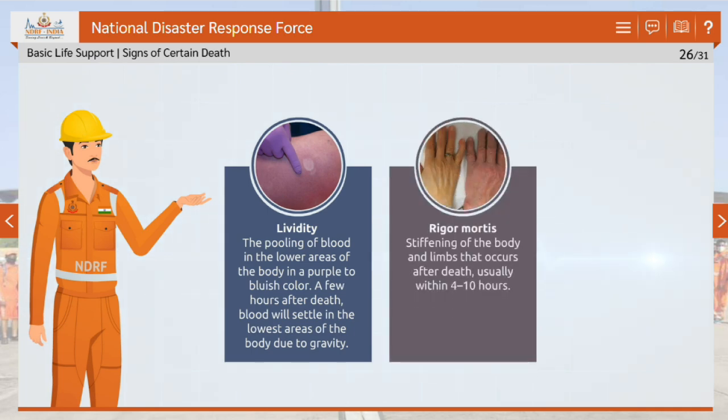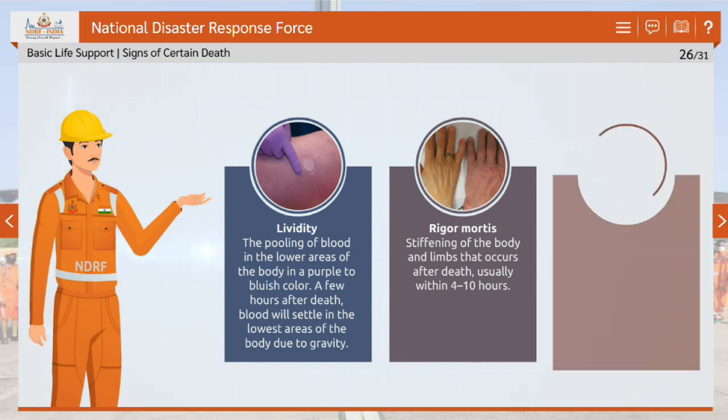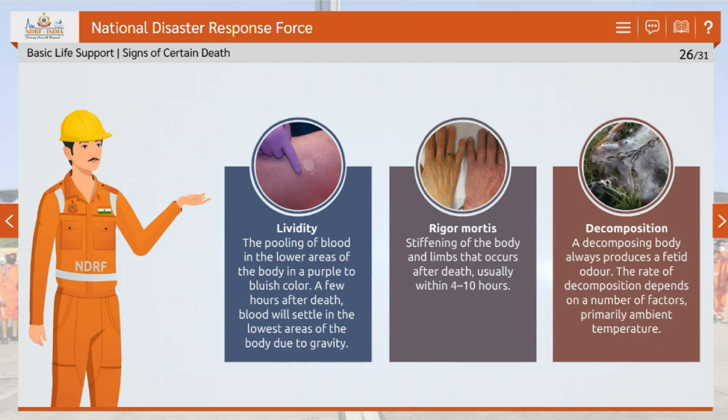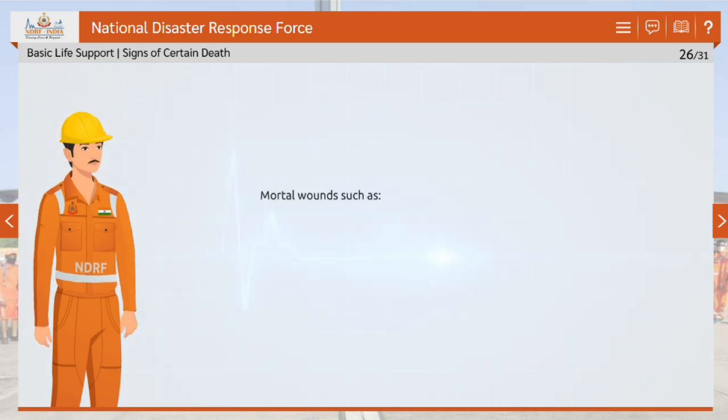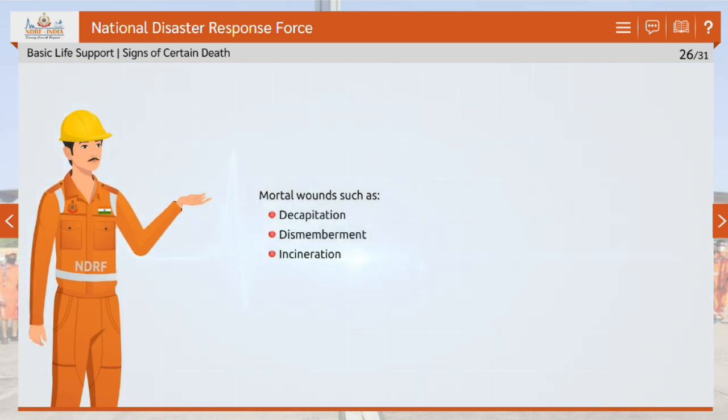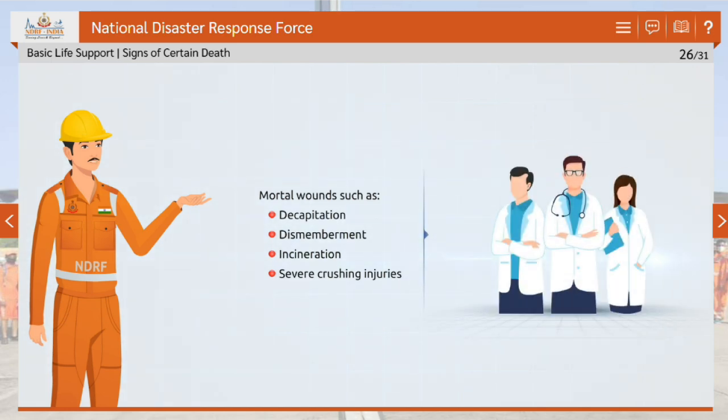Rigor mortis means stiffening of the body and limbs that occurs after death, usually within 4 to 10 hours. A decomposing body always produces a fetid odor. The rate of decomposition depends on a number of factors, primarily ambient temperature. Mortal wounds such as decapitation, dismemberment, incineration, severe crushing injuries, etc. are other signs of death. Only a medical doctor can pronounce a person officially dead.